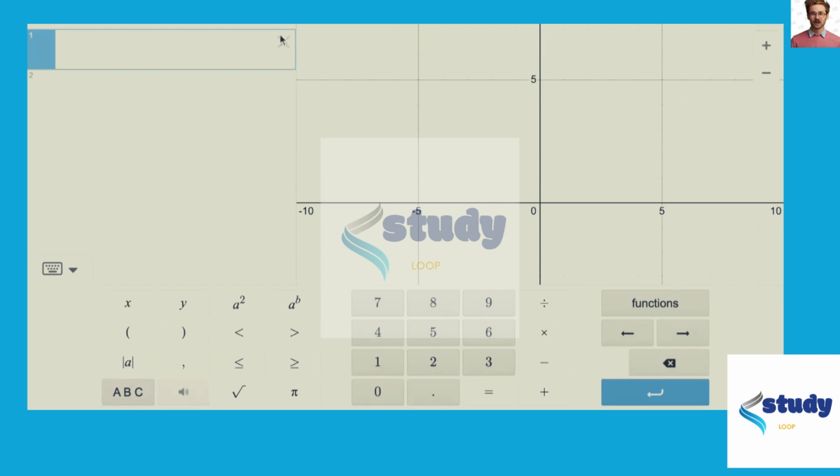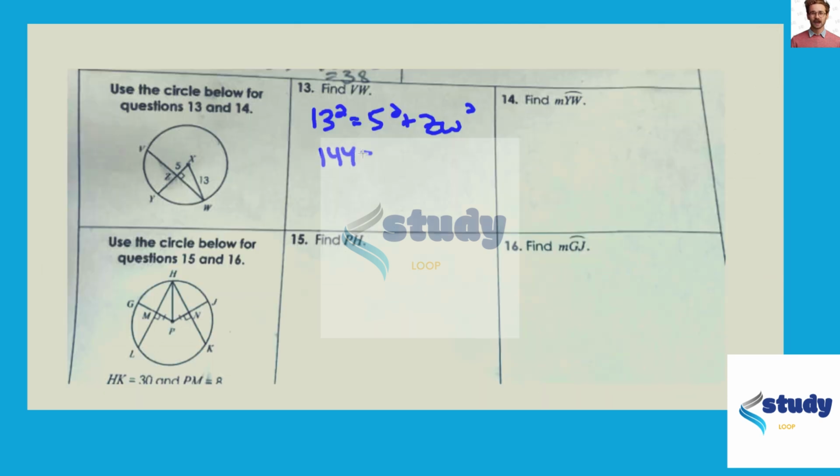All right, so you can find VW if we find ZW, because it would be true using the Pythagorean theorem that 13 squared would be equal to 5 squared plus ZW squared. And so 13 squared subtract 5 squared is 144. And so if that's equal to ZW squared, then ZW equals the square root of 144, which is 12. And then therefore, VW would have to be 24 because there'd be 12 on each side.